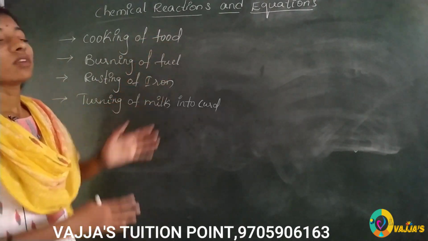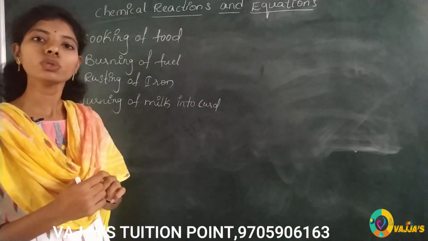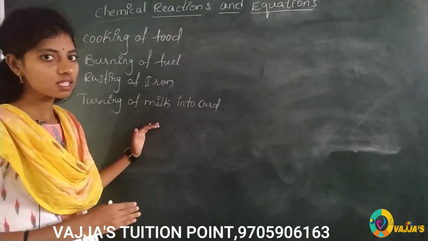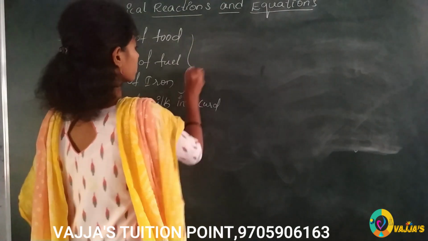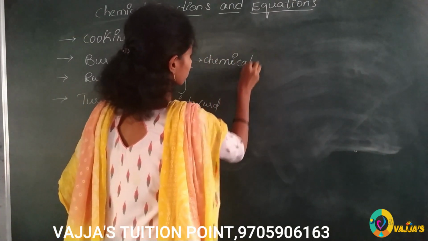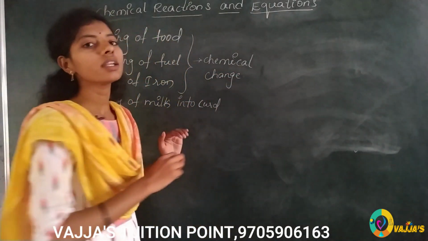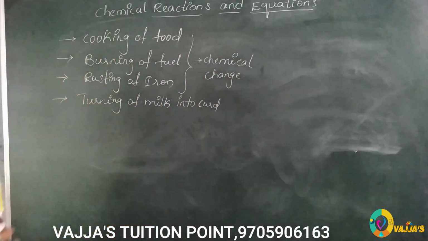Take the best example, cooking of food. Here, one substance is completely changed into another substance. We are not getting the original substance here. So, that is why these come under chemical changes, and these chemical changes are irreversible. Okay, are you clear with this? Yes.